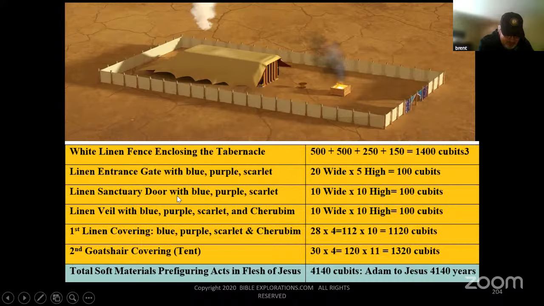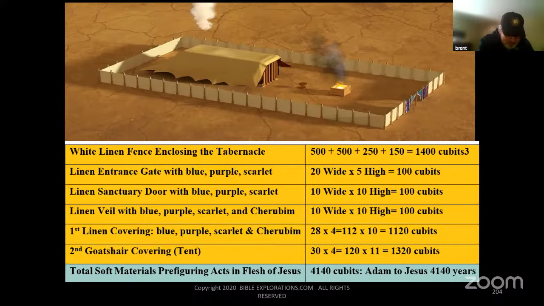Then there's the door for the entry into the holy place, and that is 10 high and 10 wide, so it's 100 cubits. Then you have the veil, which we just talked about with the blue, purple, and scarlet, but also with the cherubim. It's 10 by 10, so that's 100 cubits. Then you have that covering that we just talked about, which is 28 by 40, or 1120.